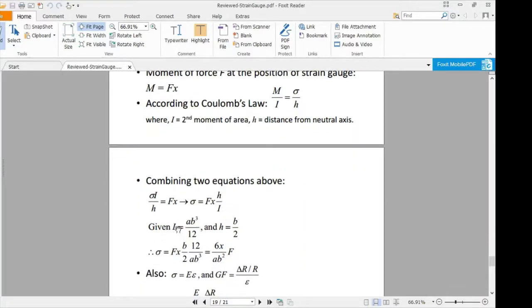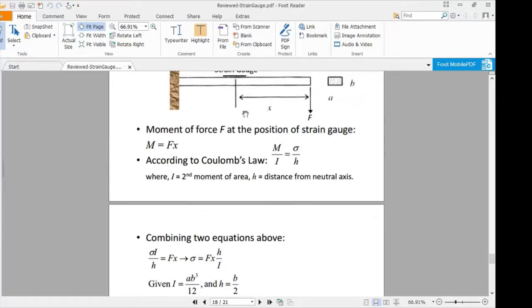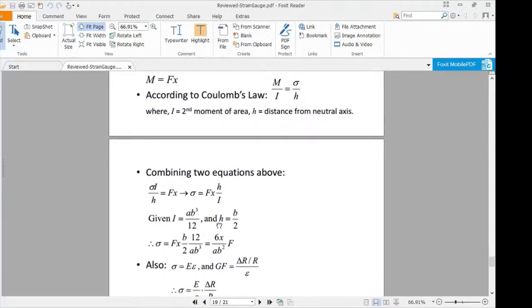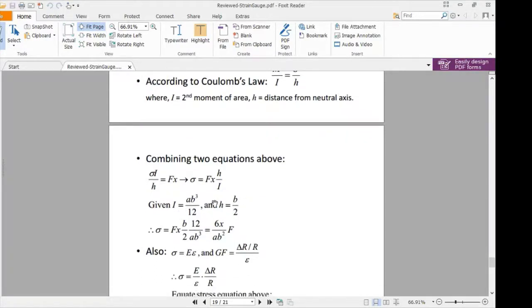Given that the second moment of area of this rectangular beam is AB cubed divided by 12, and h, the distance from the neutral axis, is just the thickness divided by 2, B divided by 2, we substitute all this information into the equations here. So we get the stress equal to 6x divided by AB squared, multiplied by F.